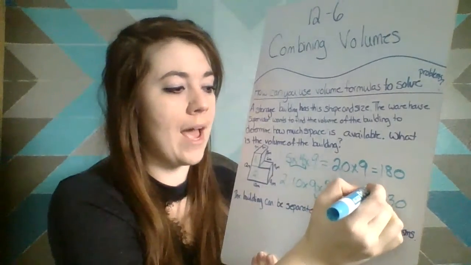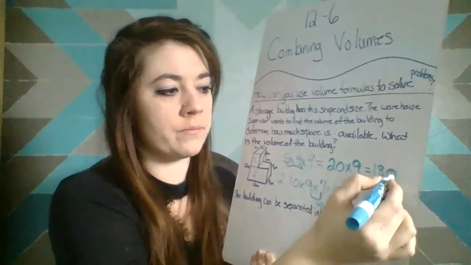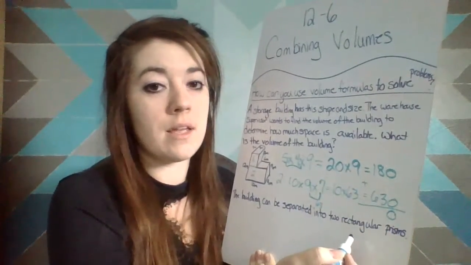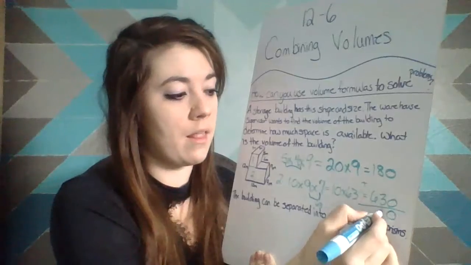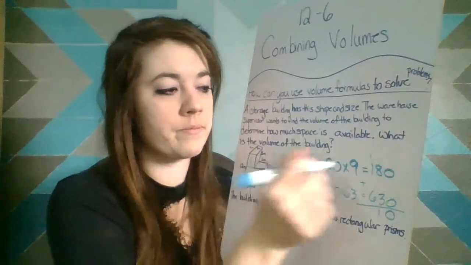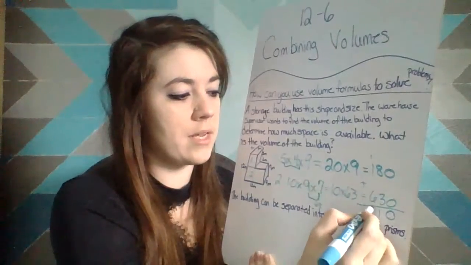Now we're going to add these together. 0 plus 0 is 0. 8 plus 3 is 11. Carry the 1. 6 plus 1 is 7, plus another one is 8.